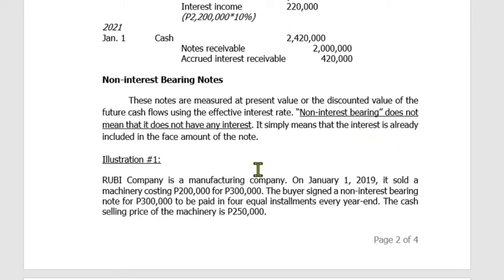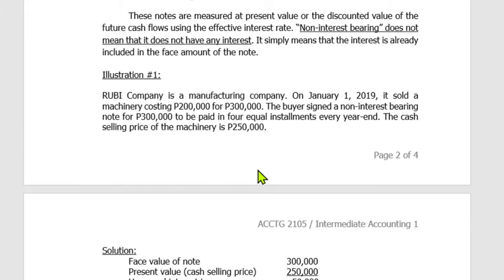So, let us illustrate this. Ruby is a manufacturing company. On January 1, it sold machinery costing 200,000 for 300,000. The buyer signed a non-interest-bearing note for 300,000 to be paid in 4 equal installments every year end. The cash selling price of the machinery is 250,000.